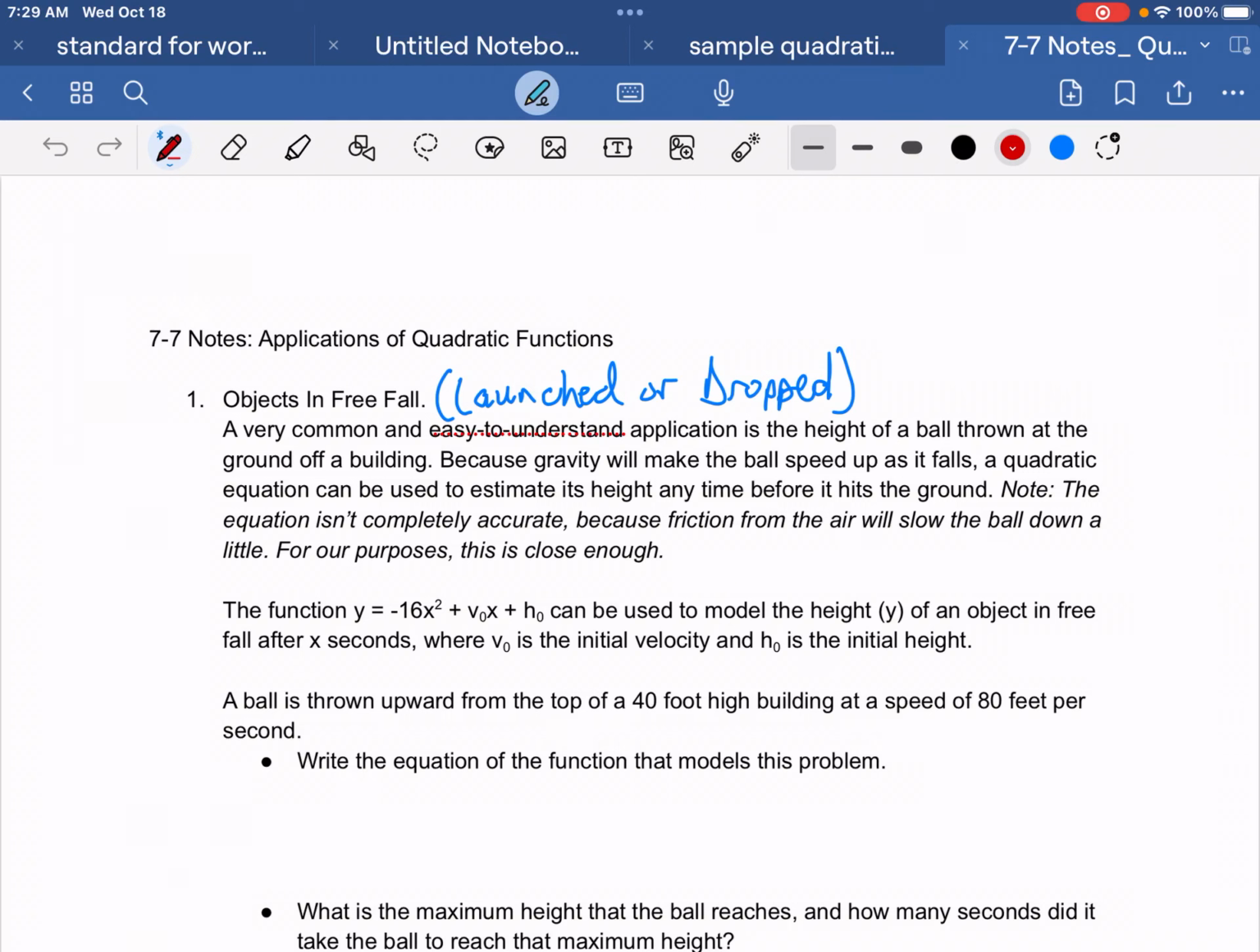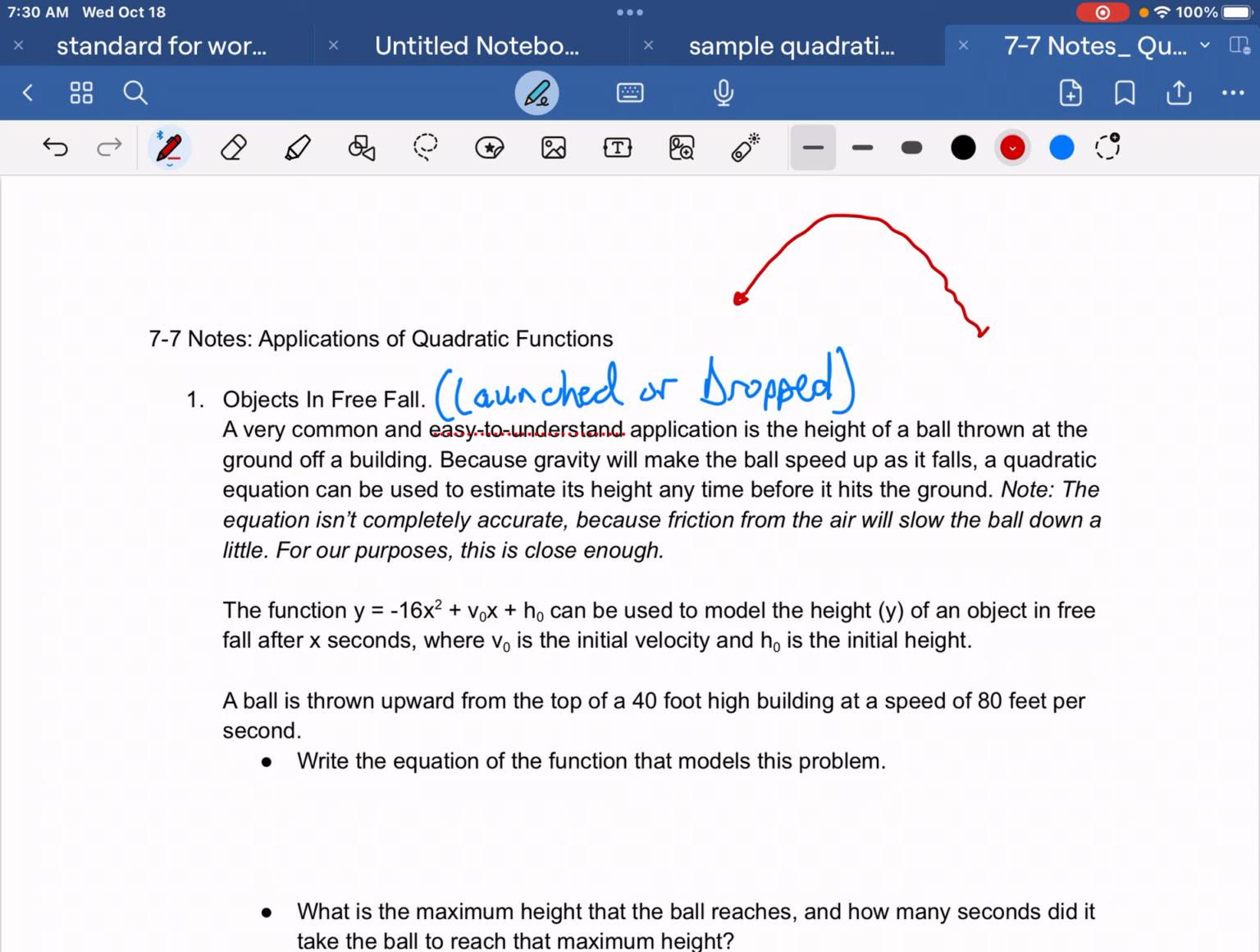Hey, Algebra 2 students. So now we're going to move forward to applications of quadratic functions, now that you know about vertex form and standard form. In this video, I'm going to cover just one type of application of quadratic functions. It's known as objects in free fall, or sometimes referred to as projectile motion, where things that are launched or things that are dropped follow the path of a parabola. When you throw a ball in the air, it follows a parabolic path until it hits the ground.